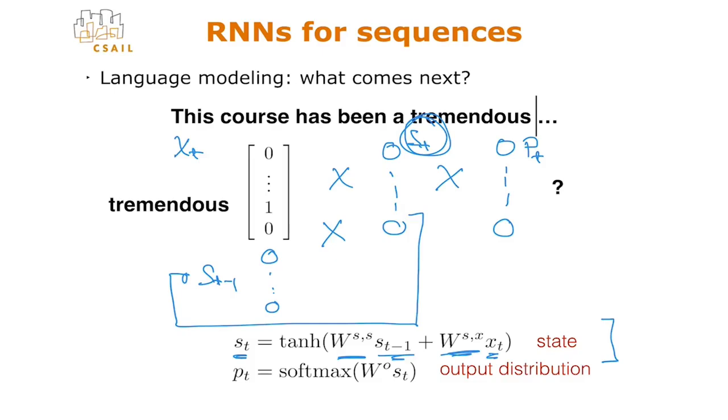Now in addition, we derive from the state at each time point also an output distribution. So we take the state vector, we transform it via the softmax transformation into an output distribution of what happens next. So the only difference really here is that we use the current state of the encoding process along the sequence to derive the distribution over what happens next.